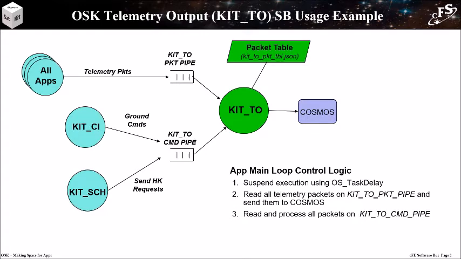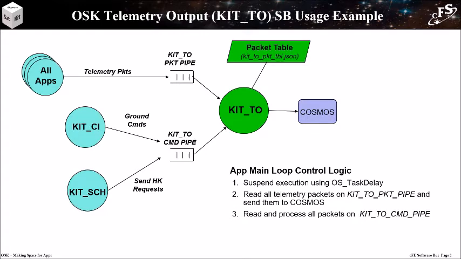KitTO defines two pipes. The KitTO packet pipe receives app telemetry packets. KitTO subscribes to the packets defined in the packet table. The KitTO command pipe receives ground commands from KitCI and the housekeeping request from KitScheduler.